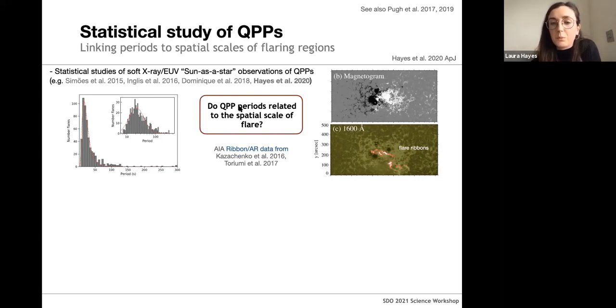And this is what we can do then with AIA and with SDO. We can use these databases that Ryan talked about, such as the one developed by Masha, the RibbonDB, which looked at the ribbon and active region properties for many X and M class solar flares of the past solar cycle, and we can compare these periods.